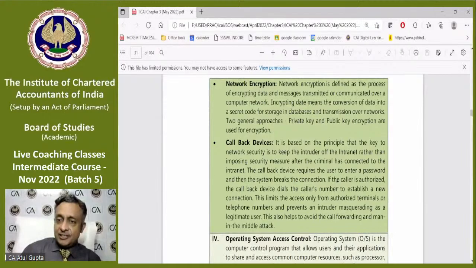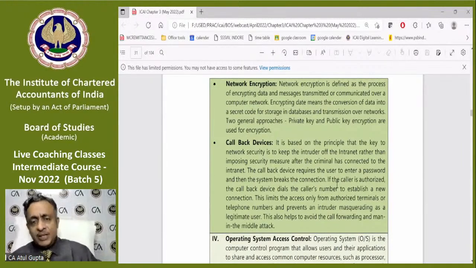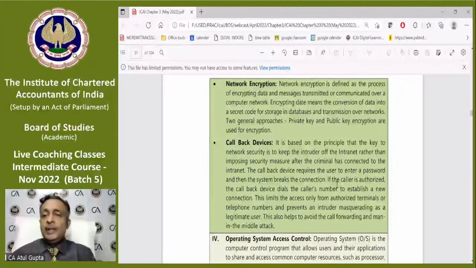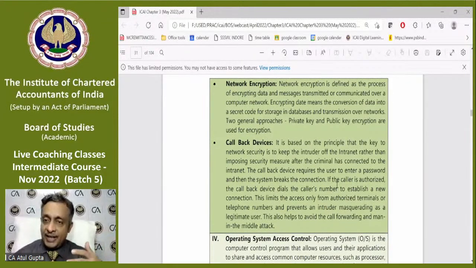Your digital signatures that you all must be hearing about, they work on public key crypto system or asymmetric crypto system. Okay. Then next, last from network access is callback devices. So what we are basically reading, we are reading the techniques you can employ as an organization to secure your networks. The next is callback devices.